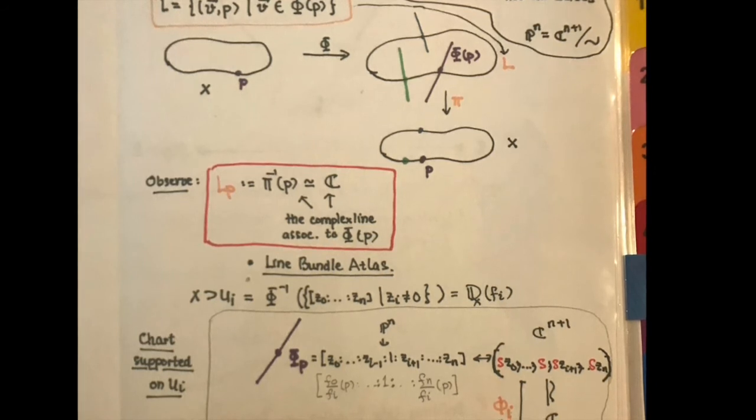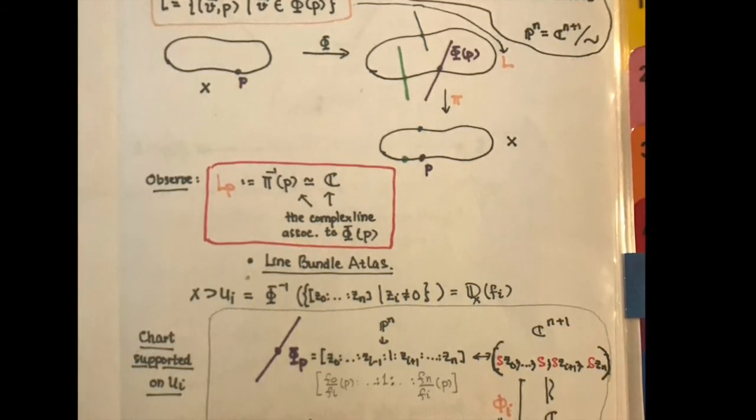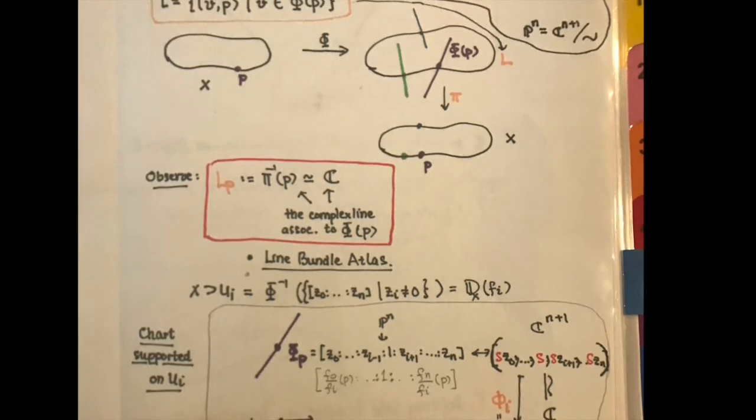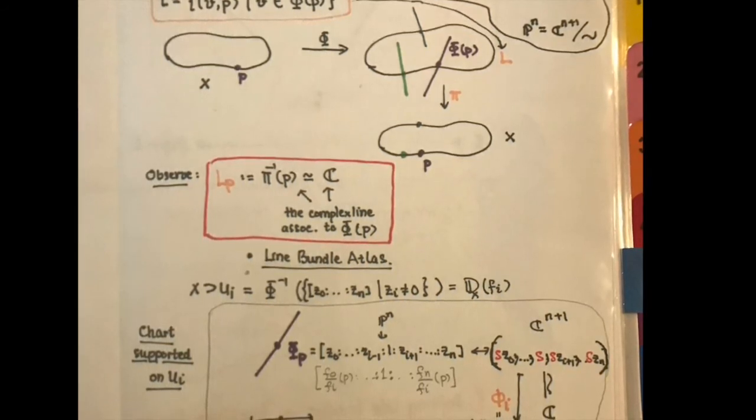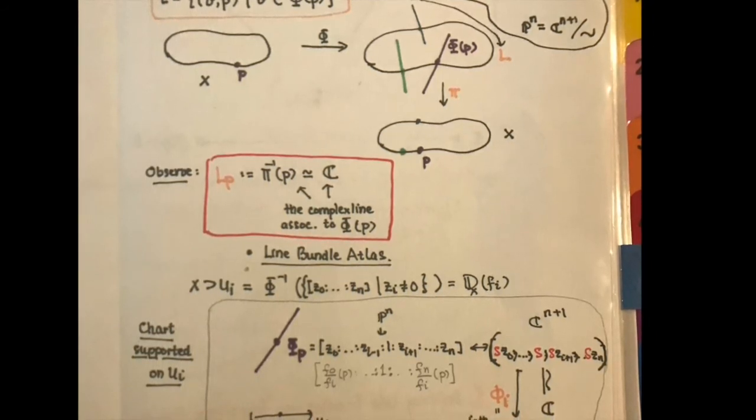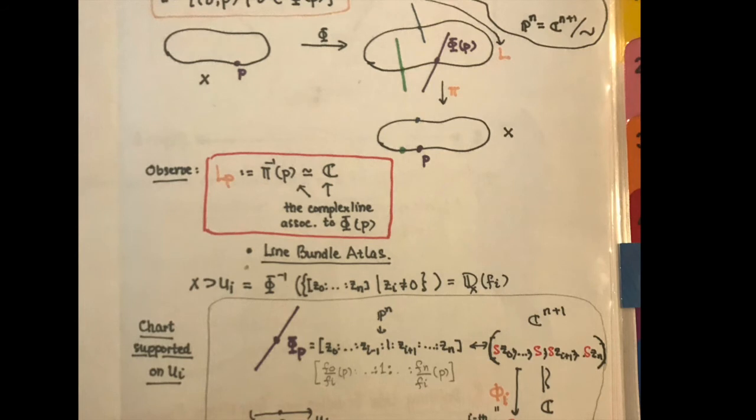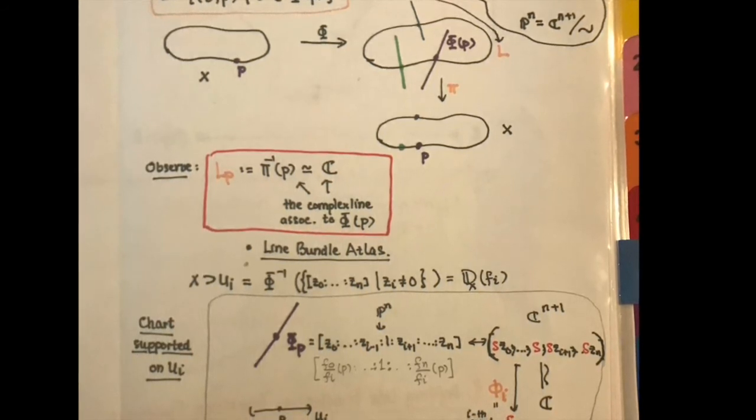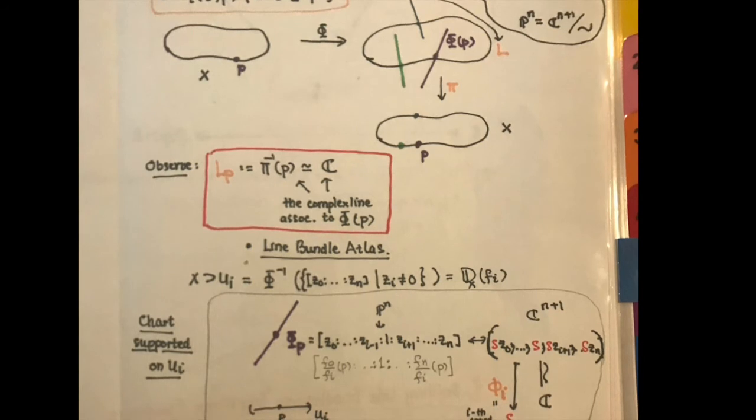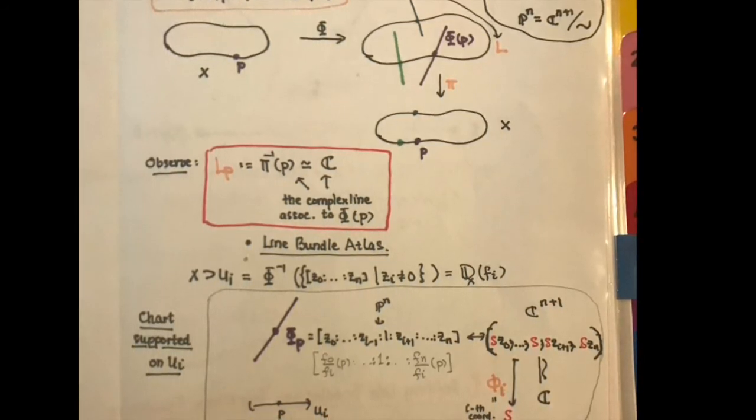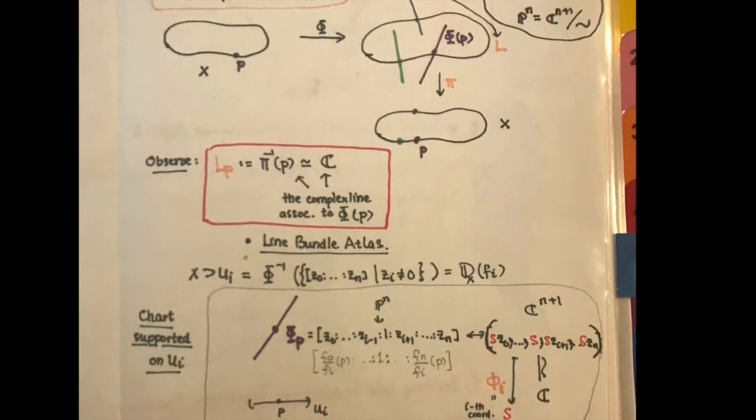We will define L to be tuples (v, P), where v is an element in φ(P). So φ(P) is just a line in C^(n+1), so we have points on that line. Each of these points will correspond to a point in the fiber. Now the projection map is just projection to the second component: (v, P) maps to P.